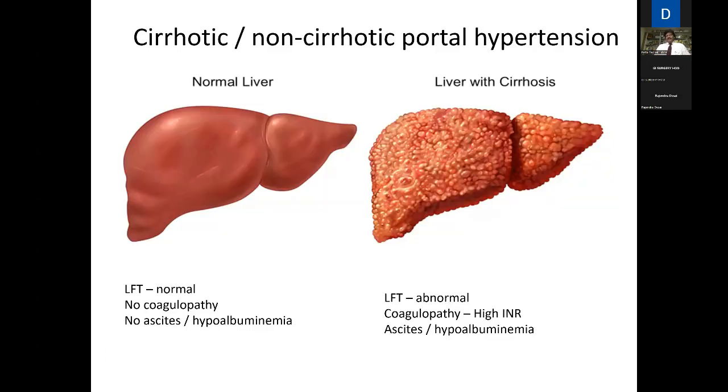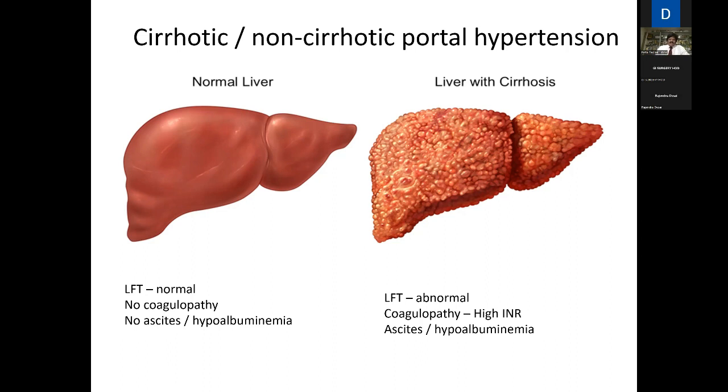So, what is the difference between cirrhotic and non-cirrhotic portal hypertension? If the patient has non-cirrhotic portal hypertension, the liver is just normal. The liver function tests are normal. There's no coagulopathy, no ascites, no hypoalbuminemia. This group of patients can undergo any type of surgery like any other normal patient, or even portal hypertension surgery, without the risk of developing coagulopathy or bleeding or ascites or liver failure.